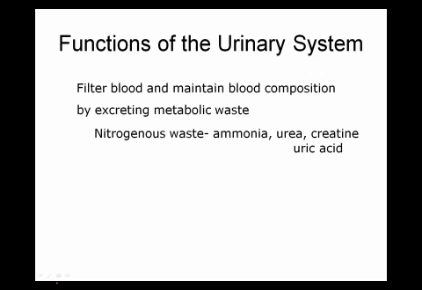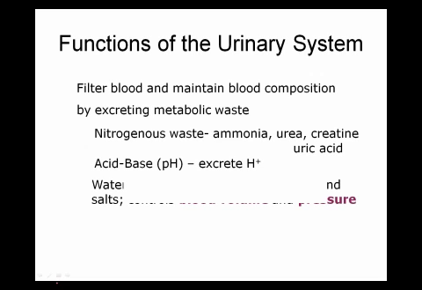Nitrogenous waste products are removed. This includes ammonia. Much of the ammonia is then converted into urea. This is nitrogen waste that originates from amino acid breakdown, and also creatine and uric acid, or nitrogenous waste products that must be eliminated. The urinary system is also very important in maintaining the pH of blood. pH, you might recall, is the concentration of protons. So the urinary system can excrete more or less proton, and in doing so, it monitors the pH of the blood.